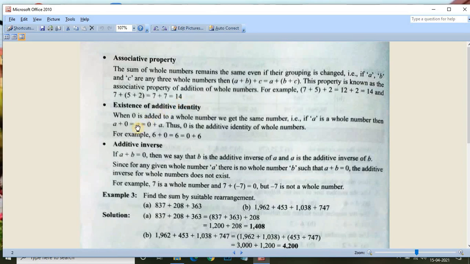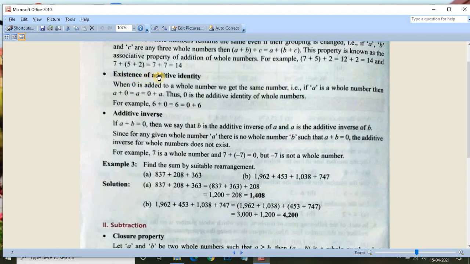Now come to the next one, existence of additive identity. So what is this existence of additive identity? When 0 is added to a whole number, we get the same number. Whenever 0 is added to a whole number, we get the same number. That is, if a is a whole number, then a plus 0 equals a equals 0 plus a. That means 0 is the additive identity of the whole numbers. You will understand with this example.